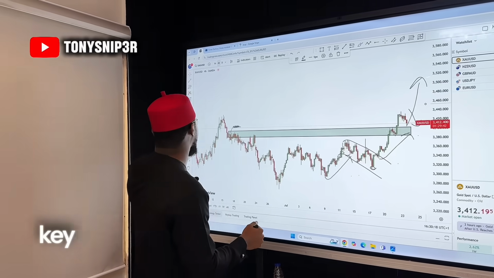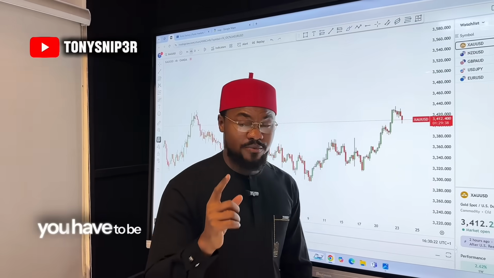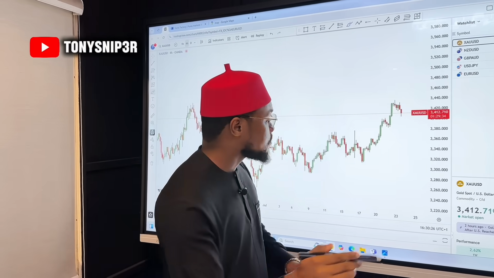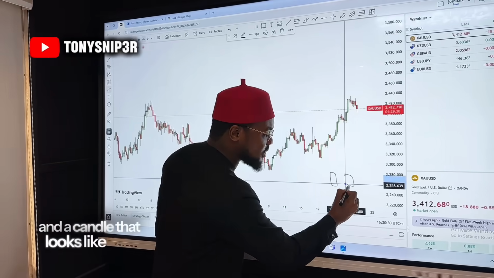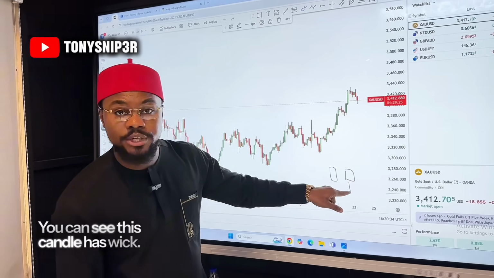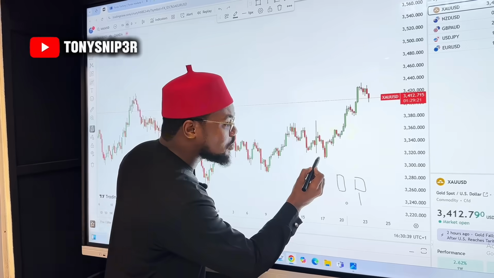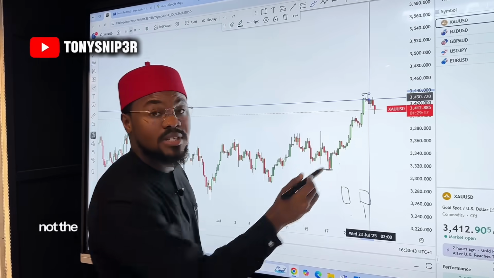Now, let's mark the key levels. When it comes to marking key levels on gold, you have to be very, very careful of candle formation. A candle that looks like this and a candle that looks like this are not the same thing. You can see this candle has a wick. This other candle is just a full body. Meaning a candle that looks like this and a candle with this wick are not the same thing when it comes to trading gold.